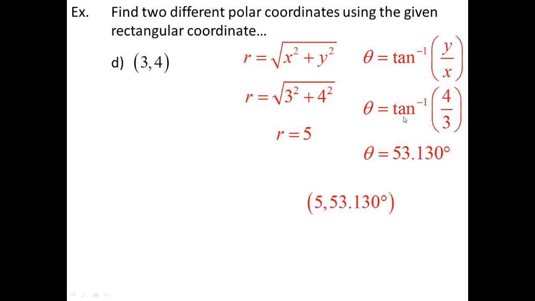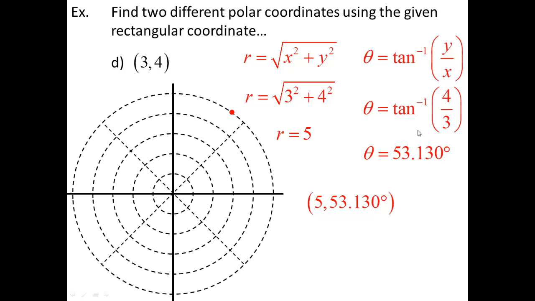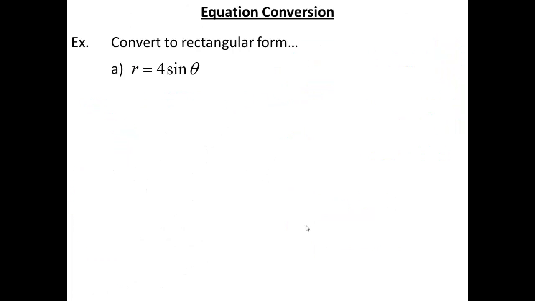So I have a radius of 5 and an angle of 53 degrees, which is right about here. If I went ahead and added either a full circle or a half circle, in this case I'm going to add half a circle, which means 180 degrees, I get -5, 233.